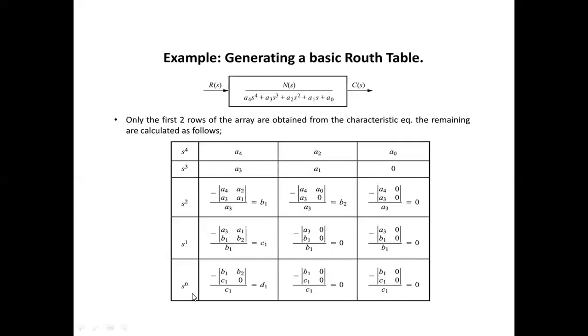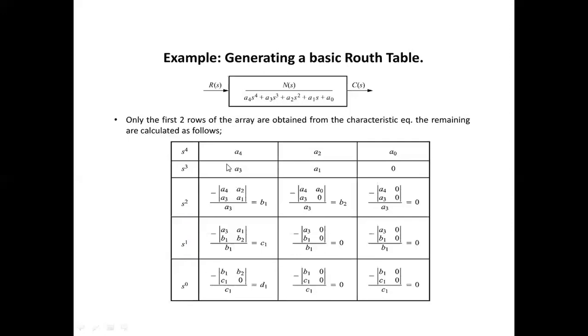So the s^0 row can be given by minus the determinant of b1, b2, c1, 0, divided by c1. The second is given by minus the determinant of b1, 0, c1, 0, divided by c1. And the third one is given by minus the determinant of b1, 0, c1, 0, divided by c1. In this way, the entire Routh array is formed.